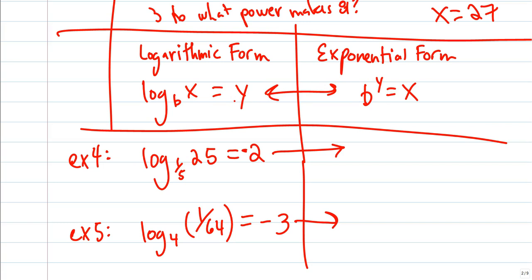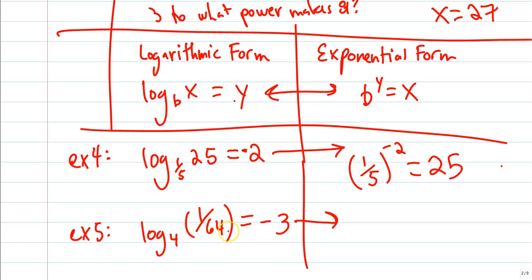So let's take some things and rewrite them, because this has log base 1/5 of 25 is -2. We're going to rewrite that in exponential form. What is the base? Well, that's the b, so 1/5 raised to the, what is the exponent? The exponent is that y on the other side, so 1/5 to the -2 is the result 25. And that is true.